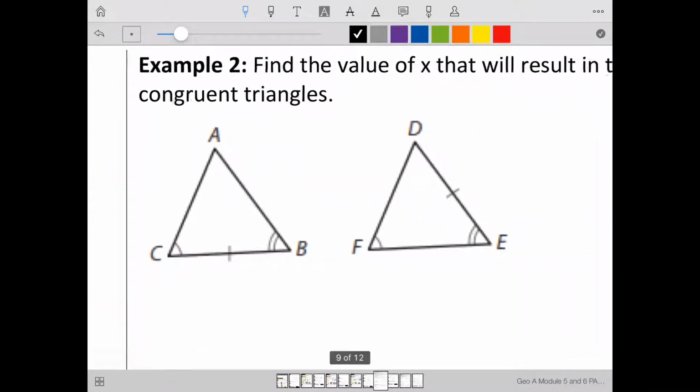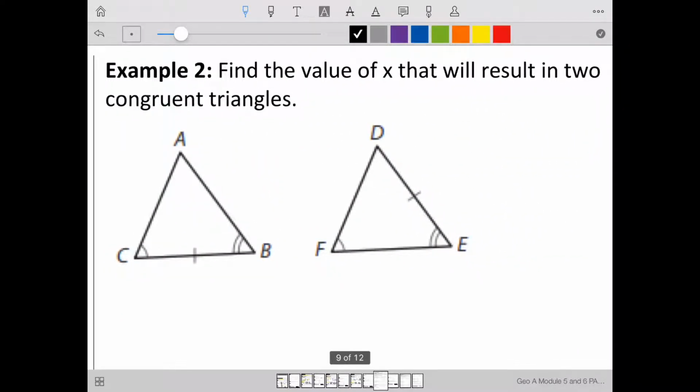Example number 2. Again, we're going to check for angle, angle, side. You'll see in the first triangle that we have angle, side, angle. The side is in between the two angles, so we would call that angle, side, angle. But in the second triangle, we have angle, angle, side, where the side is not in between the two angles. Because these two side lengths are not in the same spot, these two triangles are not congruent.